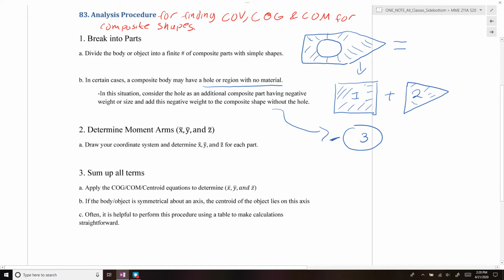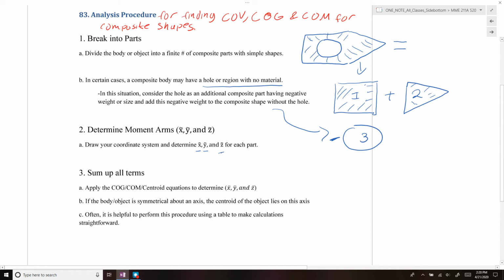Okay, so when we calculate our moments and things, we're going to think of area 3 as being a negative area, or having negative mass or weight or volume. All right, or area. So once we have that, we want to determine for each of the areas, or volumes or lines, what our x tilde, y tilde, and z tilde are.